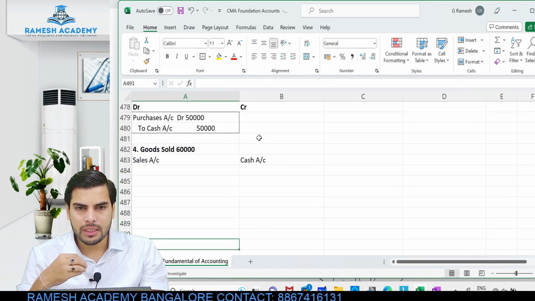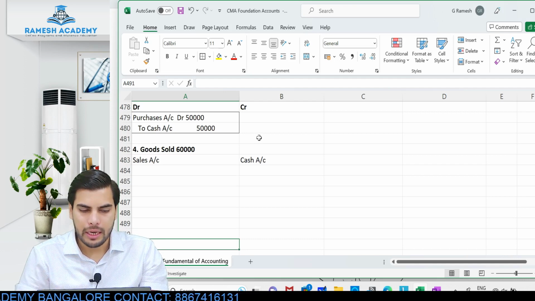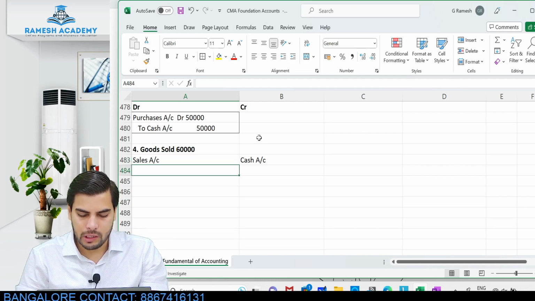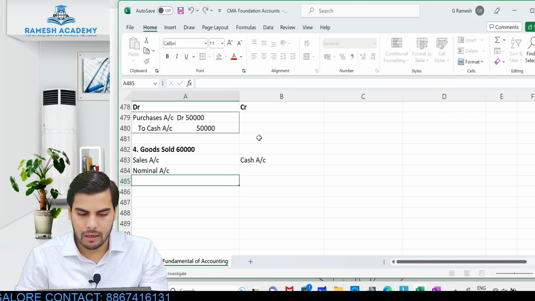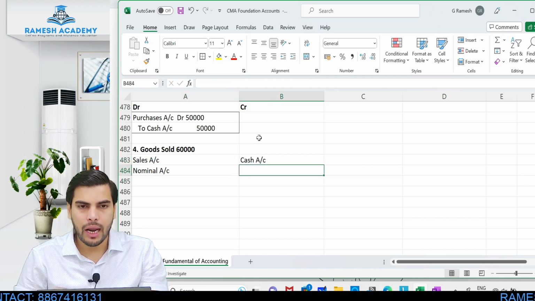Whenever you are purchasing the goods, you are spending the amount, it is an expense. But whenever you are selling the goods, you will be receiving the cash. That is your income. Whether it is expense or income, both will be classified as nominal account. So even the sales for that matter will be classified as nominal account. And what about cash? Is it personal, real or nominal?